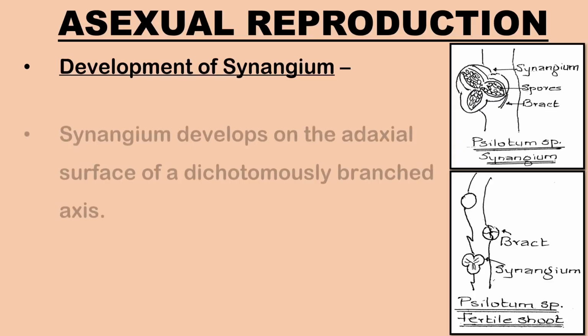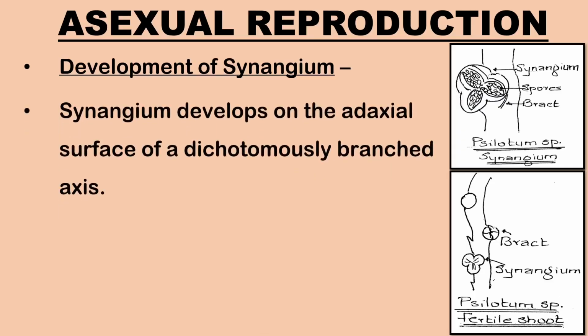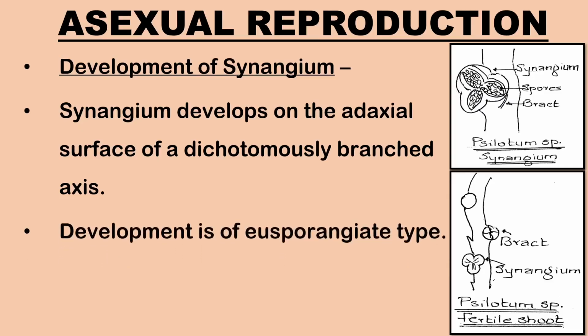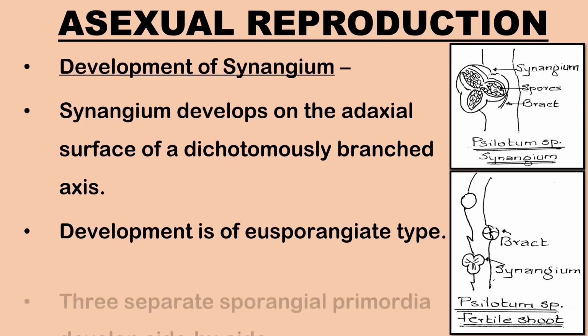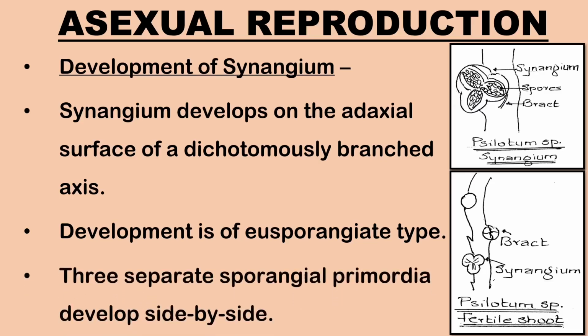Development of Synangium begins in the adaxial or upper surface of a dichotomously branched axis subtended by a pair of small bifid appendages. The development of each sporangium of the Synangium is of the eusporangiate type. Three separate sporangial primordia arise side by side. It develops from a group of superficial initial cells.